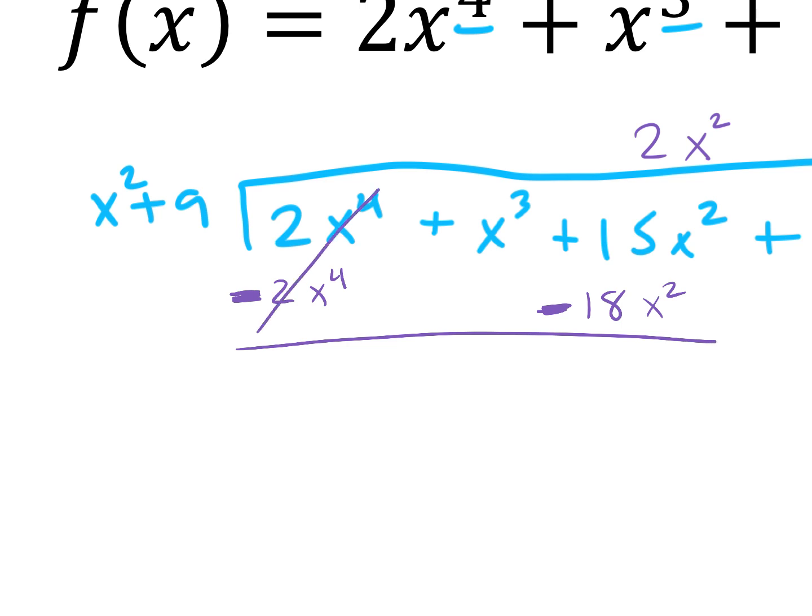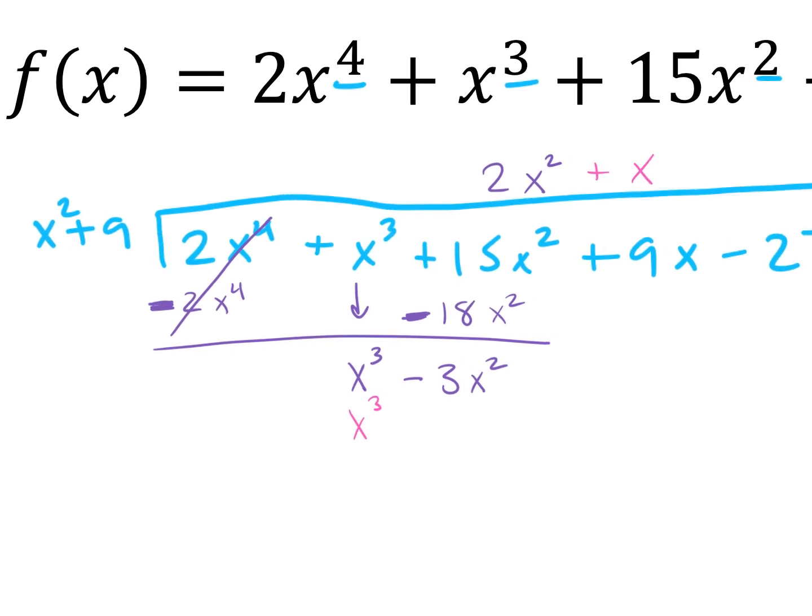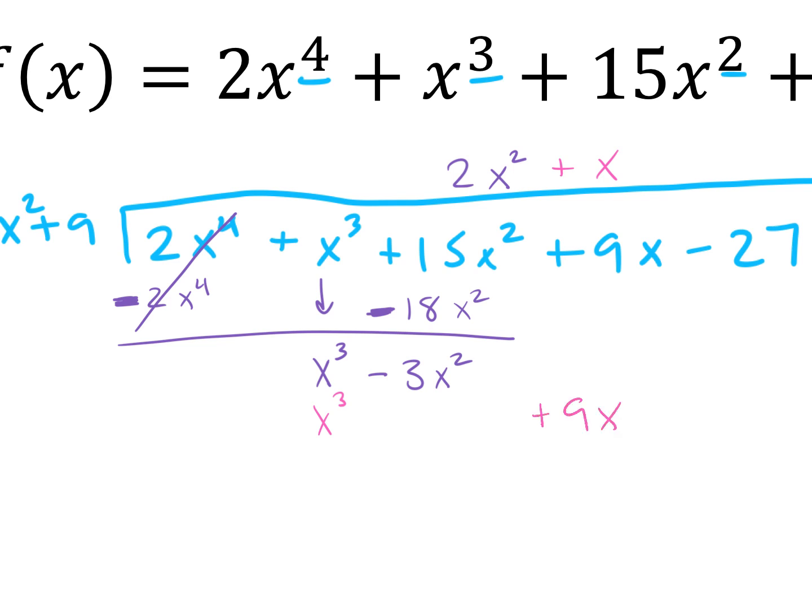So my x to the 4th power cancels. I drop down the x to the 3rd power. And then add the x squared. So 15x squared minus 18x squared is -3x squared. And then we do it all again. So x to the 3rd power divided by x squared would be x. Then we multiply. So x times x squared would be x to the 3rd power. And then x times 9 would be 9x. Change the sign, and combine.